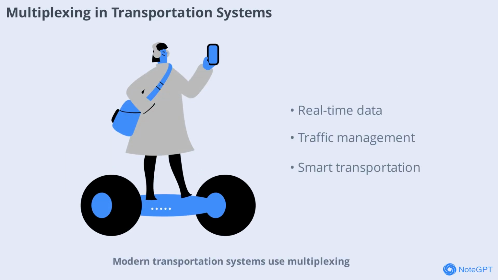Modern transportation systems use multiplexing to manage communication between vehicles, infrastructure, and control centers. By sharing communication channels, multiplexing enables real-time data exchange for traffic management, safety, and navigation. This technology is essential for the development of smart transportation and autonomous vehicles.